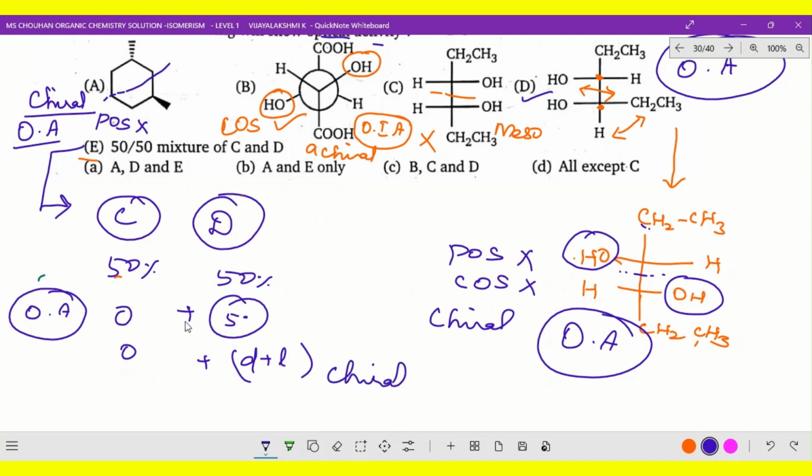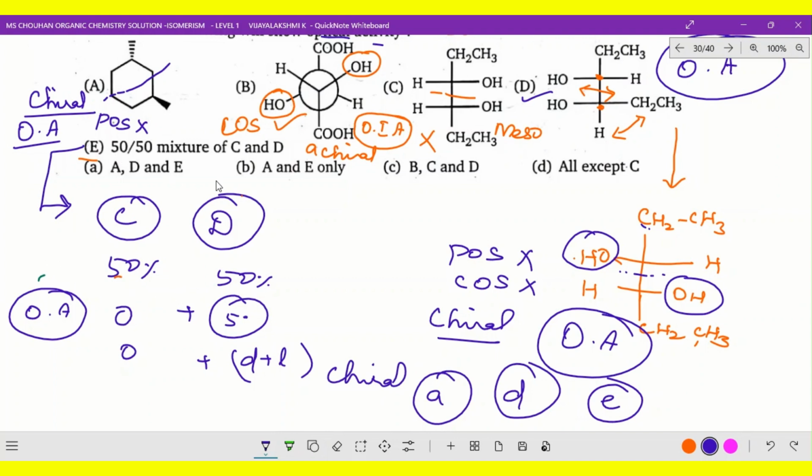So one is zero. The other one is D and L, optically active. So it will rotate plane polarized light, right? It is optically active. It is chiral. When you are adding meso and chiral, naturally you will get chiral only. So D and L you will be getting. So in that way, option A also is chiral. And D also is chiral. And E also is chiral only. So option E also is chiral only.